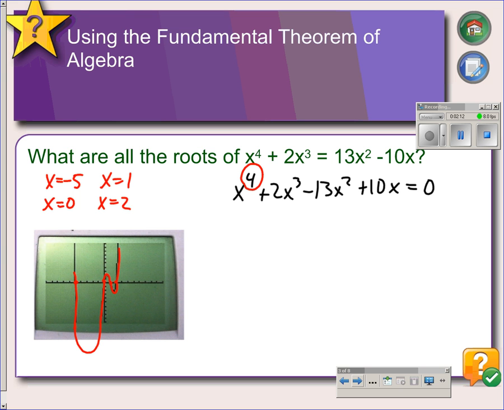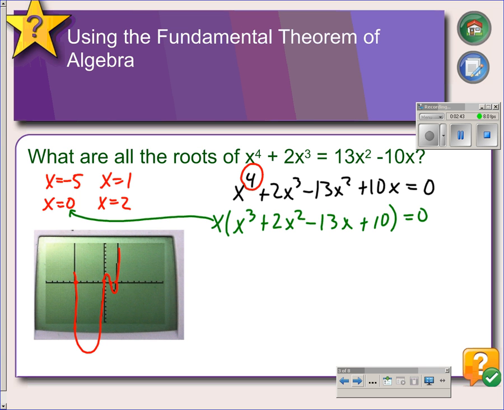So next we use synthetic division to prove that they are zeros. So first thing I'm going to do is factor out a GCF here. If I take out the x, that leaves me with x cubed plus 2x squared minus 13x plus 10 equals 0. Using the zero product property, I know that x equals 0 is a solution. So that's that solution right there.